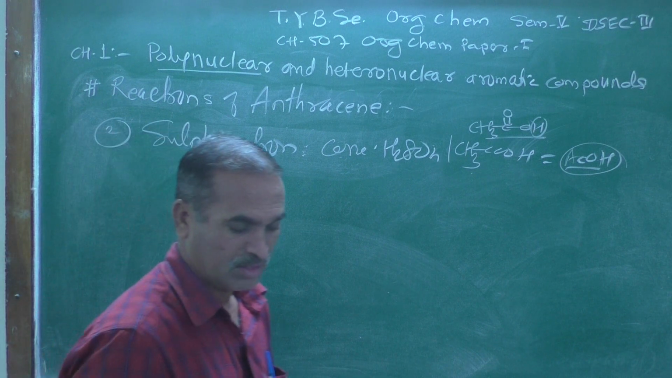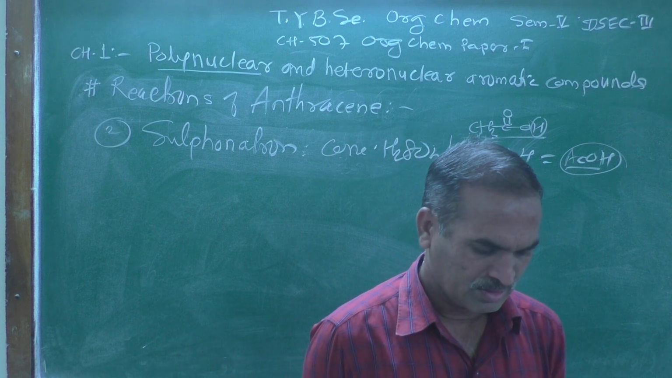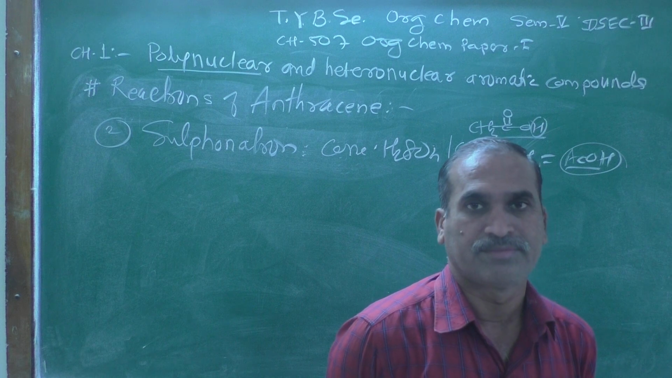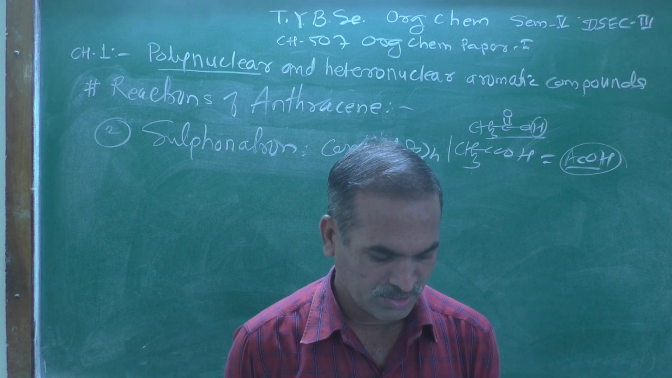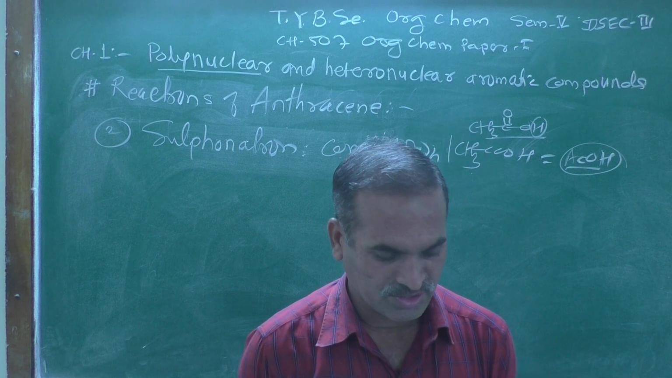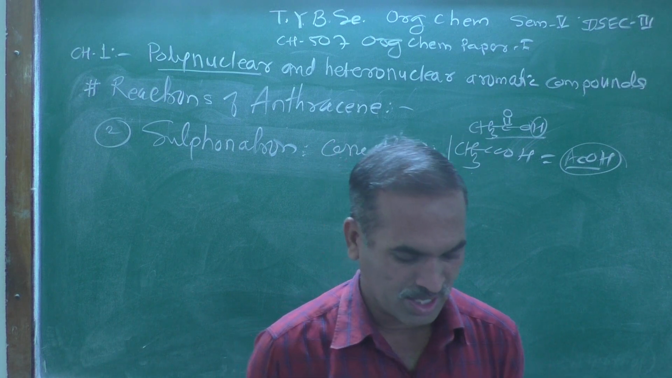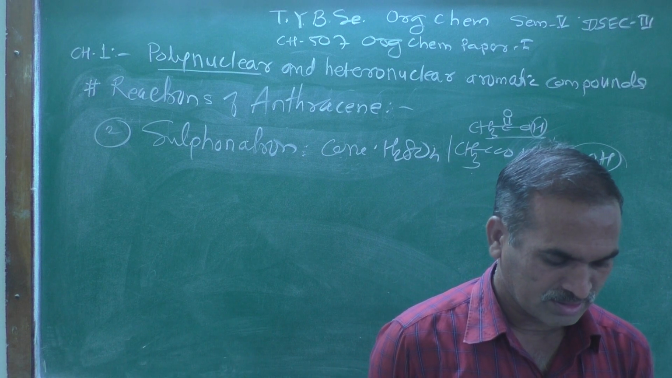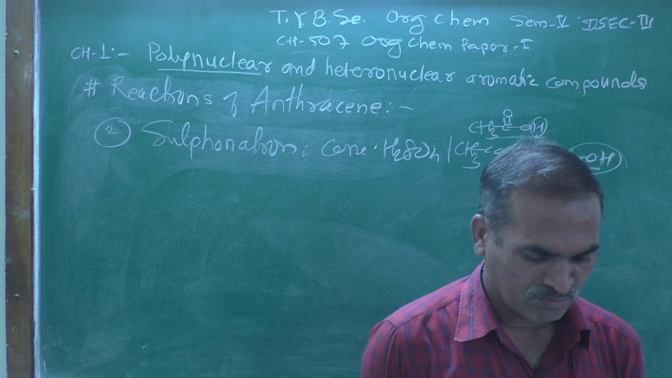Sulfonation: generally anthracene reacts with concentrated H2SO4 in the presence of glacial acetic acid. Glacial means pure acetic acid. It gives a mixture of alpha and beta anthracene sulfonic acids.